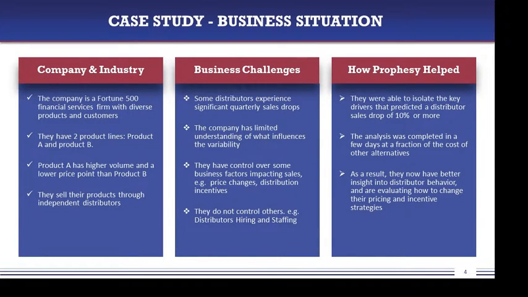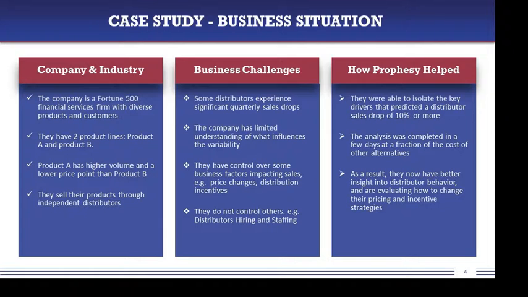Prophecy helped them identify some patterns and indications of significant sales drops. The analysis was completed in a few days at a fraction of the cost of other alternatives. As a result, they are taking a fresh look at their pricing and incentive strategies. Using insights generated by Prophecy, they plan on a more targeted set of programs that have a much higher likelihood of achieving positive results, and they are eliminating other less successful programs.